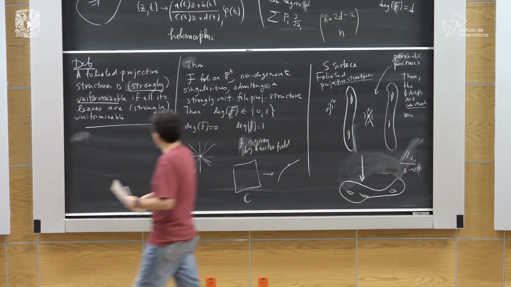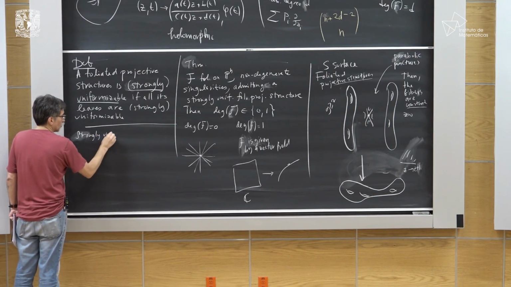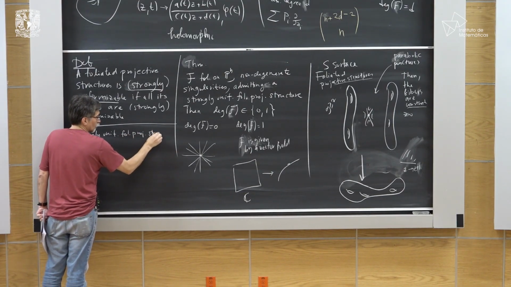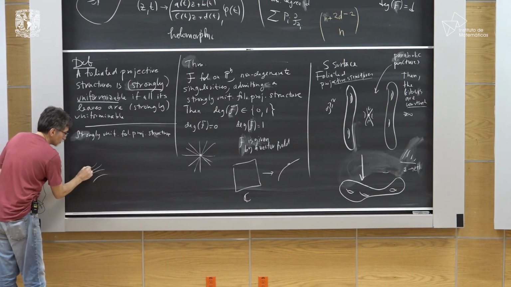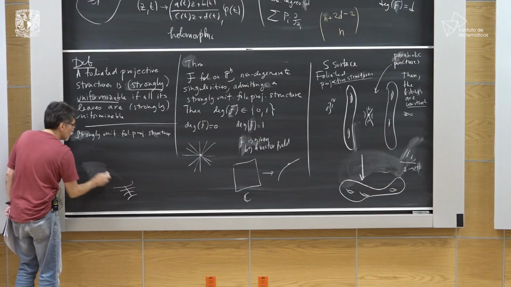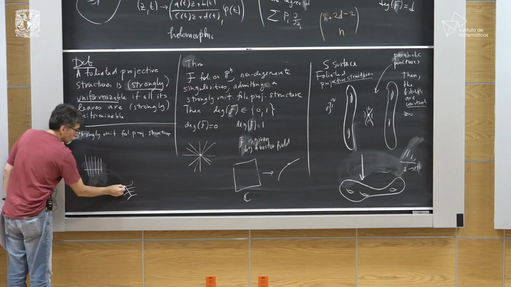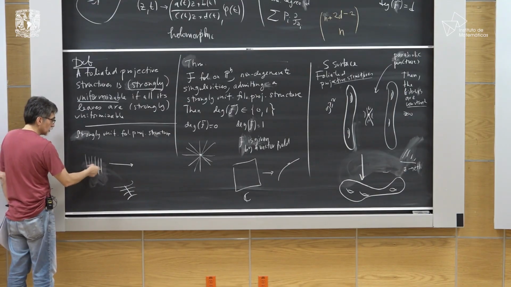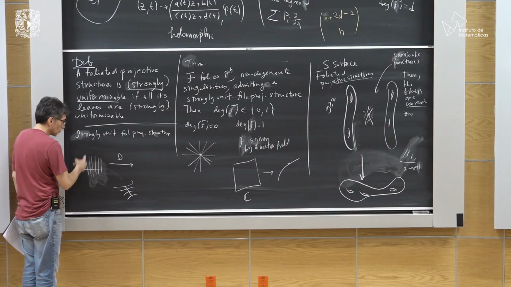Okay, so let me just tell one thing. If you have a strongly uniformizable foliated projective structure on a manifold, and you have a transversal, and you glue abstractly the universal covers of this transversal, then if you fix some data here, you can build a developing map, and each fiber will be mapped.